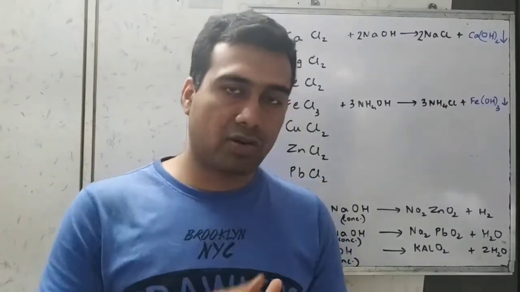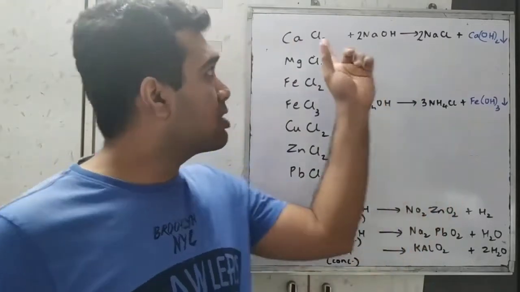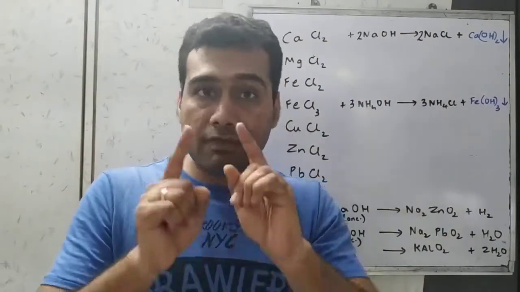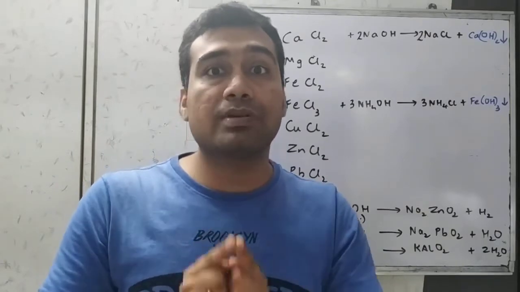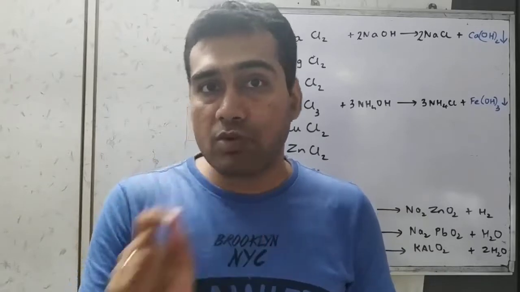We'll use ammonium hydroxide, because when we add ammonium hydroxide to both the salts, then calcium chloride or calcium salt won't give any precipitate, whereas a magnesium salt will give a white precipitate insoluble in excess. So there's a difference in observation, thus helping us to distinguish between them.